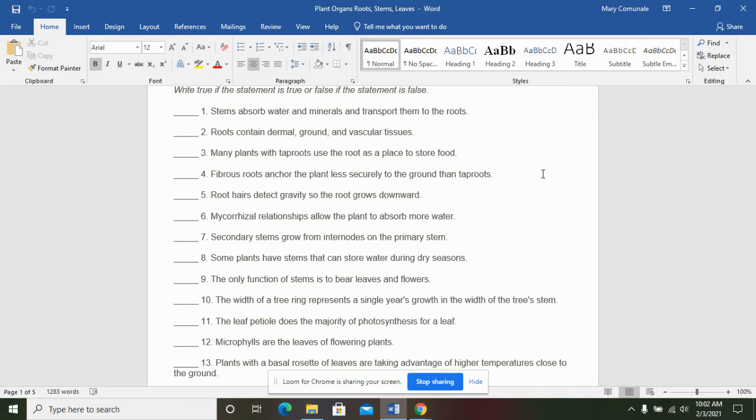Mycorrhizal relationships allow the plant to absorb more water. So that is a special type of fungus, and it has a great relationship with roots because it does actually allow the plant to absorb more water.